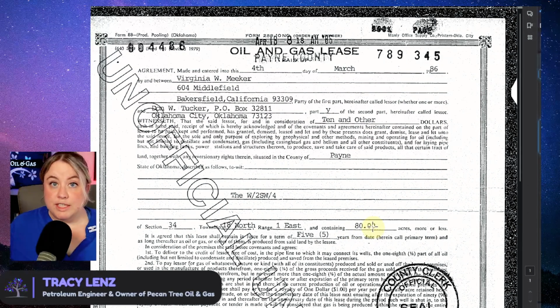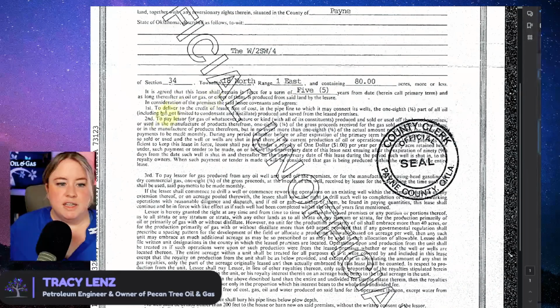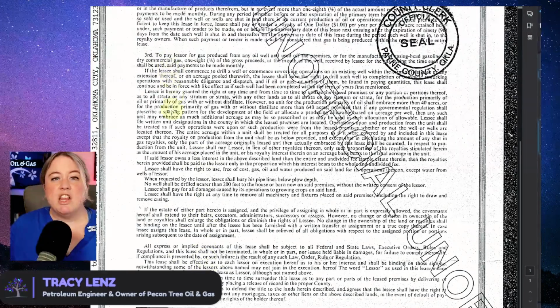Again, this is the gross acreage. This Miss Virginia may or may not own all 80 acres. It might be her brother, her cousin, and her second cousin all share 20 acres. We don't know that. It is a term of 5 years and to deliver free of cost into the pipeline, which it may connect its wells, the 1/8 part of all oil produced and saved from the lease premise. So it is a 1/8 oil lease, and then also it is a 1/8 gas lease. And then also it says, okay, if there's gasoline that's used, that's also 1/8. And then it goes into all these other terms.